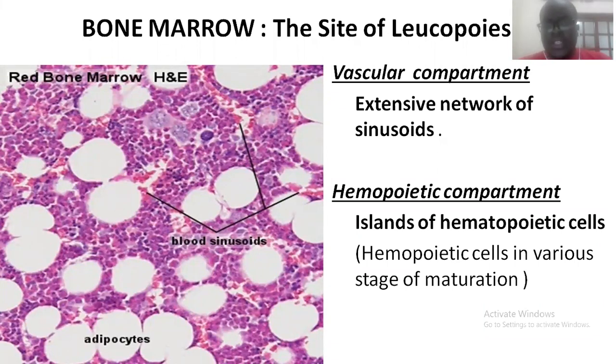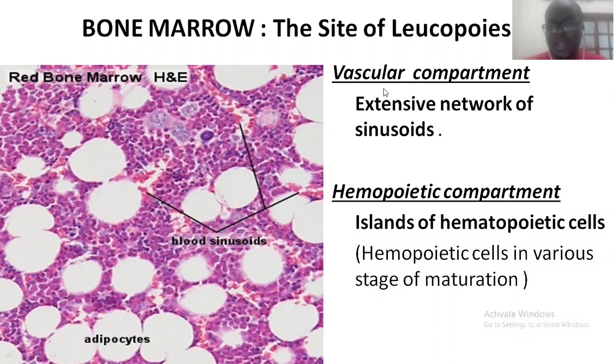So this leukopoiesis is taking place within the bone marrow. When you have a slide showing the bone marrow under a microscope, this is how you're going to see the bone marrow. You can see different types of cells that are developing within the bone marrow. So you have components of the bone marrow. You are talking of the red bone marrow.